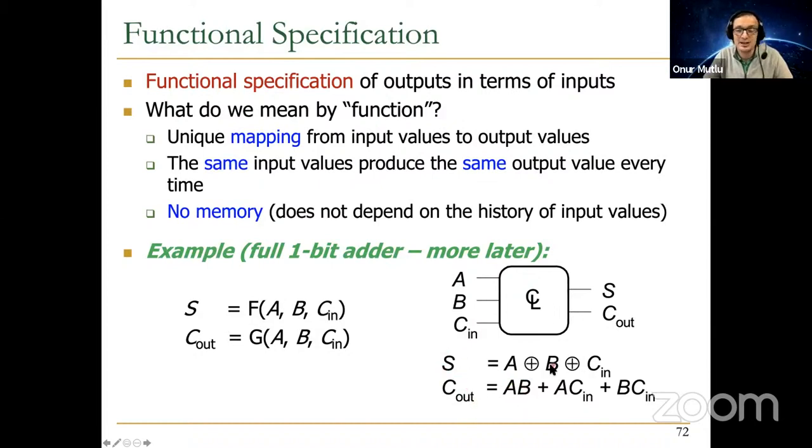Whereas in the sum, you need to have an odd number of ones in A, B, C. That's why it's XOR. Okay, if you didn't understand it, that's okay. Later, we're going to build a truth table of this. And then from the truth table, we're going to derive these. But this is the functional specification for an adder, for example. A one-bit adder, full one-bit adder.